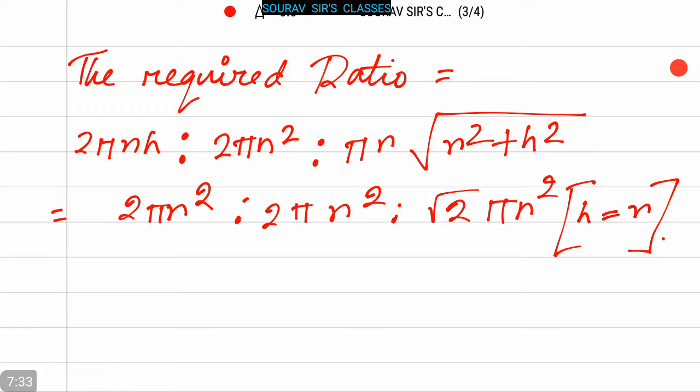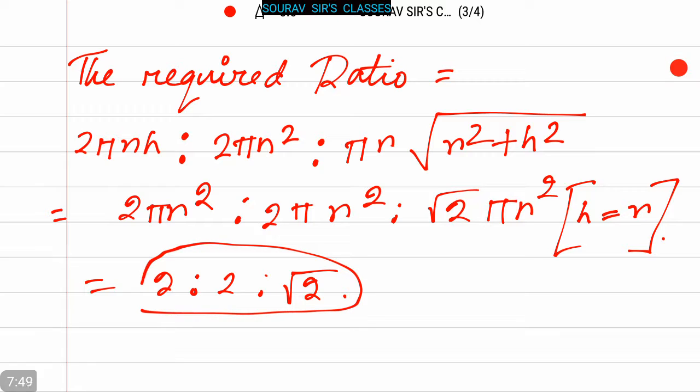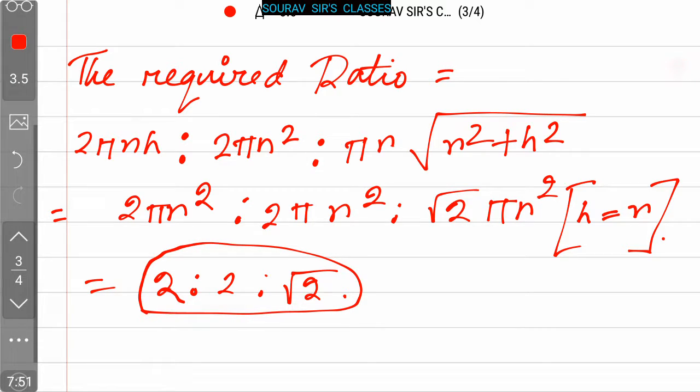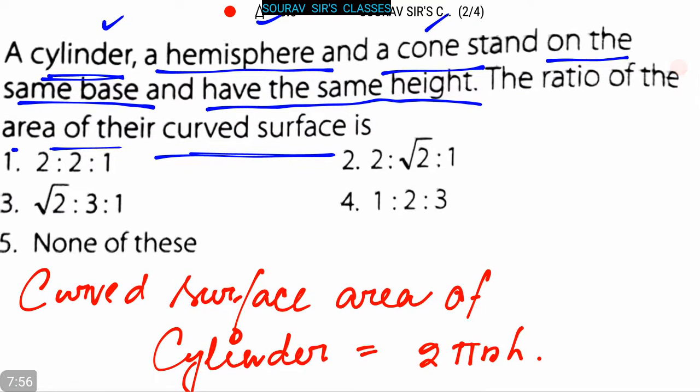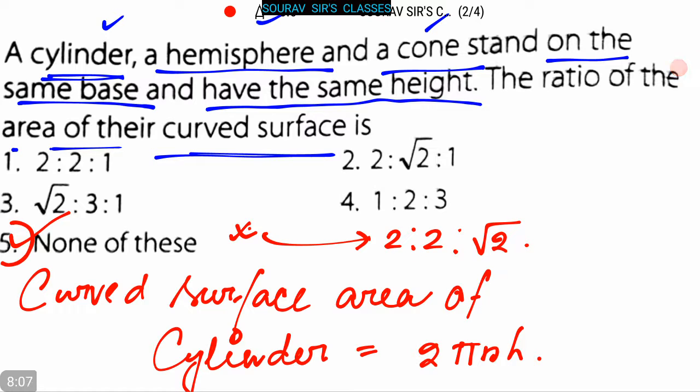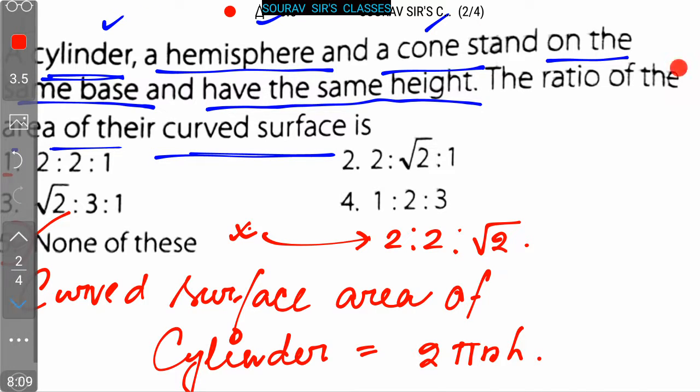Now this is equals to 2 is to root over 2. So the required ratio of the curved surface area of the cylinder, hemisphere and cone is 2 is to root over 2. So here none of this, that is option 5, is the correct answer. So the required ratio is 2 is to root over 2. Now let's go to the next question.